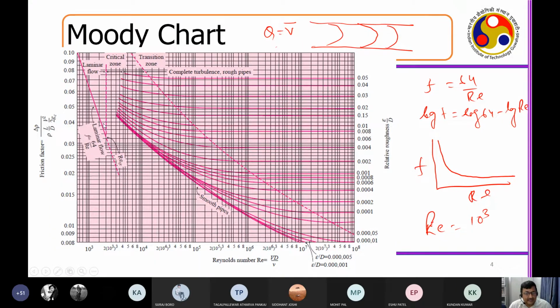Now, this is the critical point. You can see that 2 into 10 to the power 3 coming, that means 2100, is the critical point here, beyond which there is a discontinuity. So this is the laminar flow, this is the critical zone, this is the transition zone, and this is the turbulent zone. Essentially, for a given Reynolds number, you can get the friction coefficient for all the flow rates that are possible. Not only that, you can also get the parameters in the turbulent domain for different types of relative roughness.